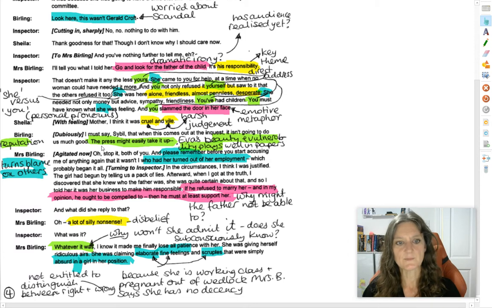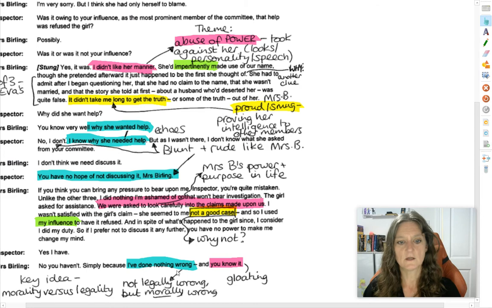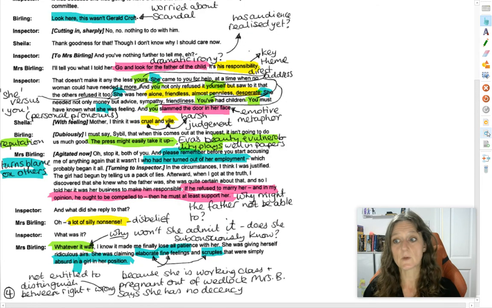He says the press might easily take it up, and you can imagine that nowadays, can't you? So again, because Eva Smith is beautiful, she's vulnerable, that really would play out well in the tabloid papers, like the gossip papers. All the people of Brumley would know how disgustingly, how cruelly and how vilely Mrs Birling had acted. And again, she's right, like she says on the previous page, I've done nothing wrong. Not legally, no, but morally you have, and the papers will judge you, the media will judge you.